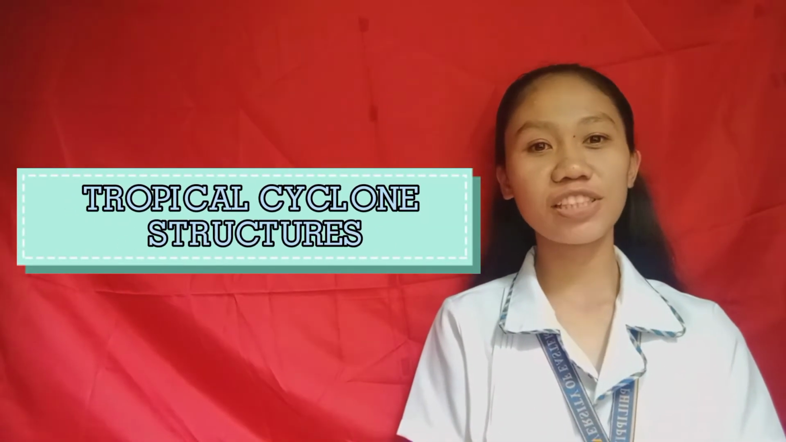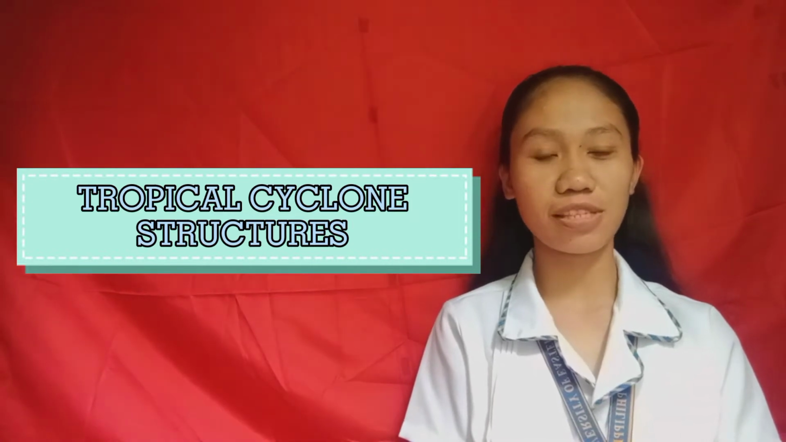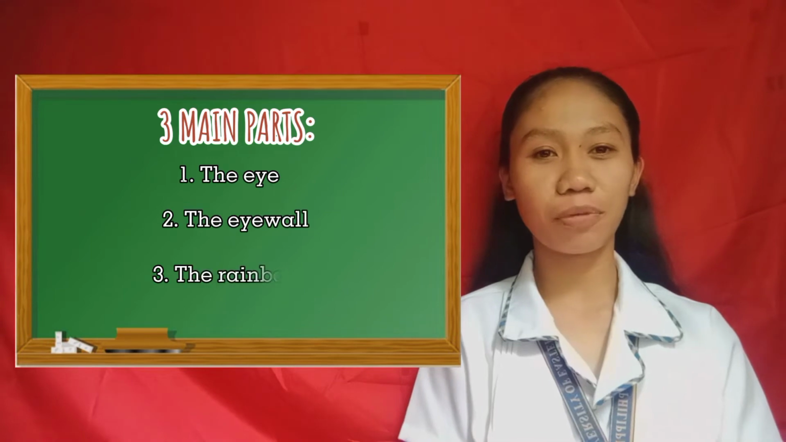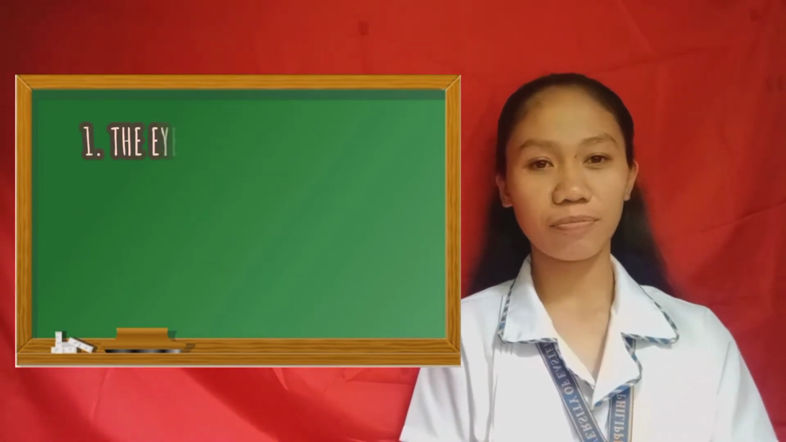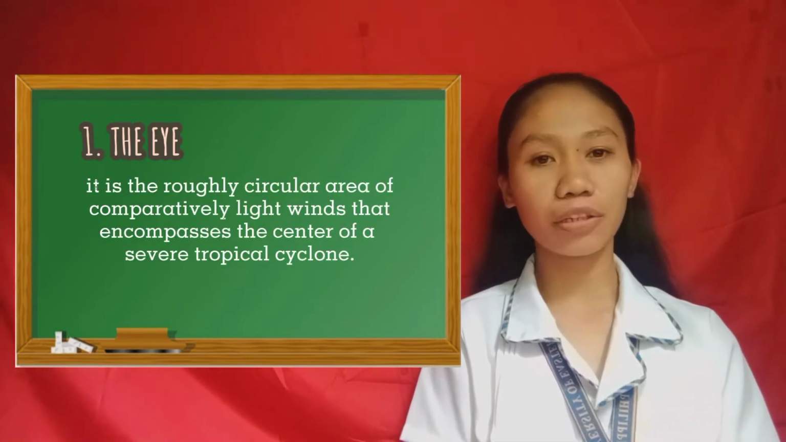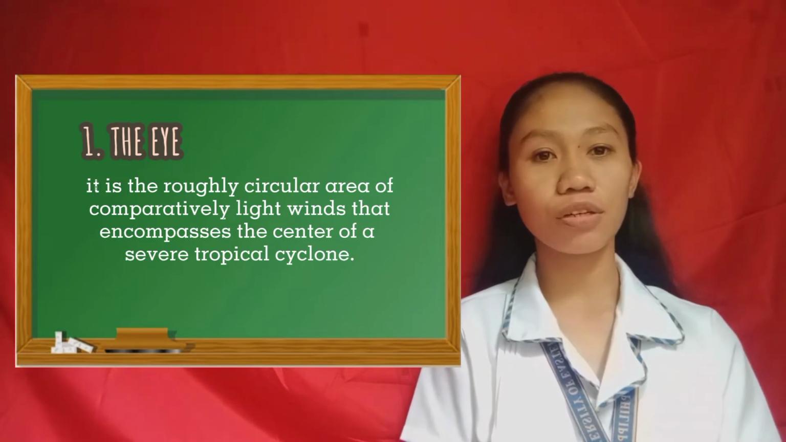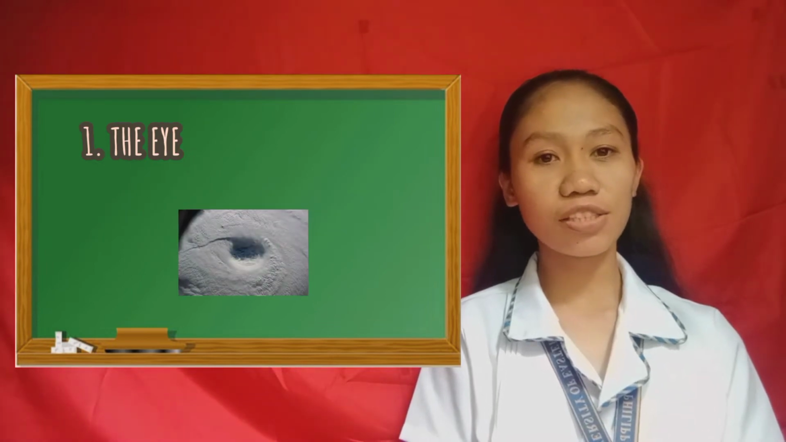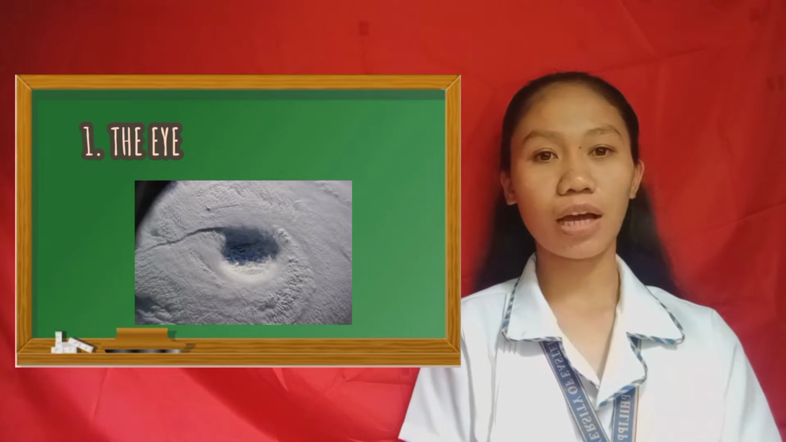The tropical cyclone structure consists of three main parts: the eye, the eye wall, and the rain bands. The first one is the eye. It is the roughly circular area of comparatively light winds that encompasses the center of a severe tropical cyclone. The eye is either completely or partially surrounded by the eye wall cloud.